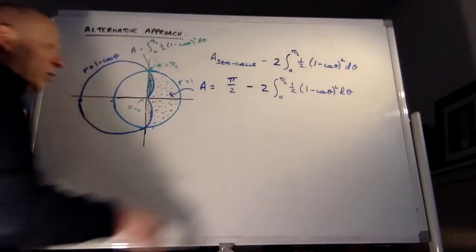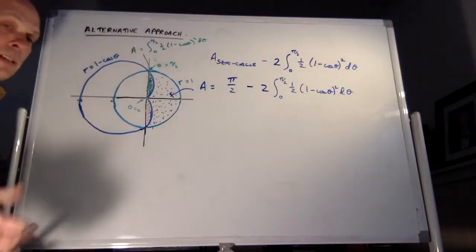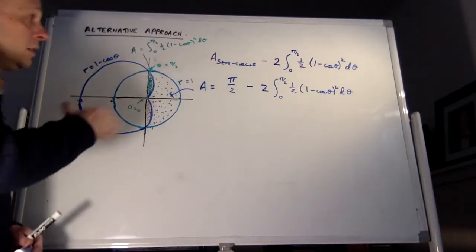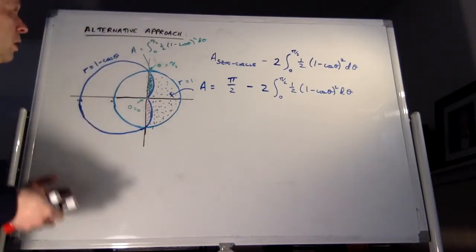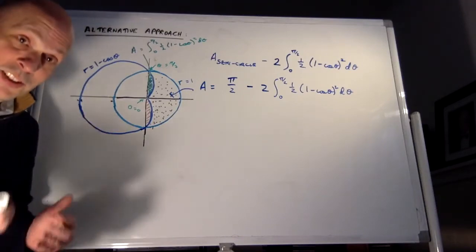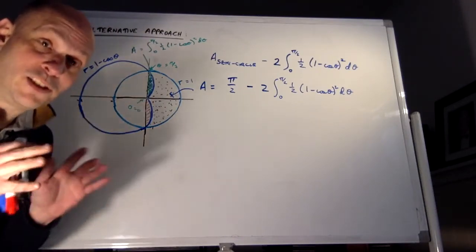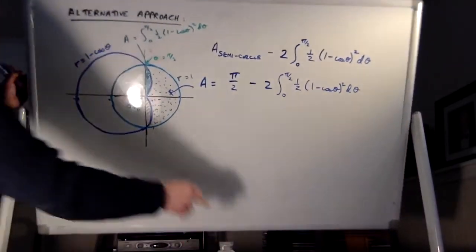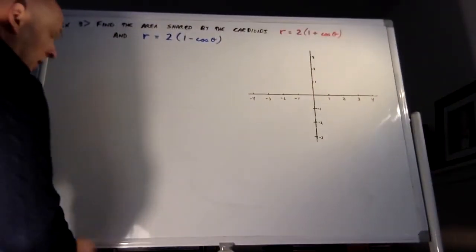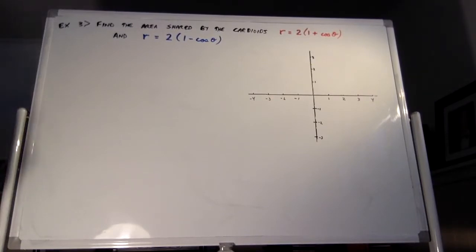And I'm not going to work it out, but if I did, I'd get the same exact answer we got before, because this is another way of getting the same area. Now, the reason I'm showing you an alternative approach is because when you're working with two polar curves, they don't always sweep together. In fact, let's take a look at this example, example 3.